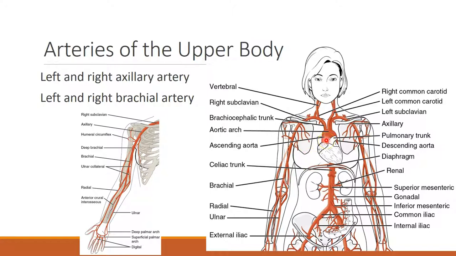Now, what if we were sending blood to the left arm? We'd start at the ascending aorta to the aortic arch, and we would take the third branch off of the aortic arch, which is the left subclavian artery, and then we would be in the axillary artery, and then we would be in the brachial artery.